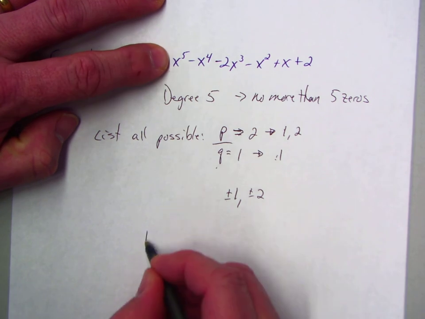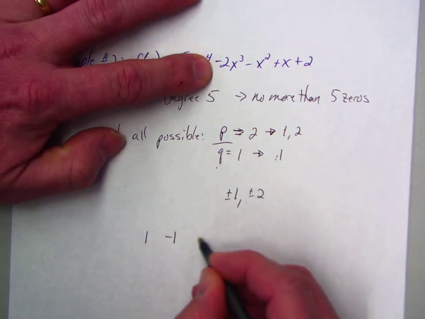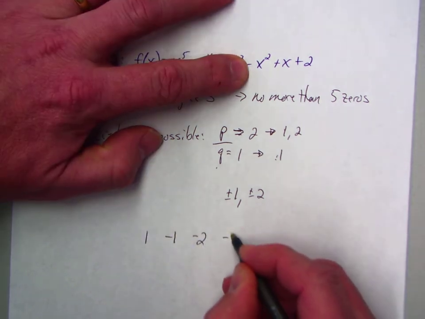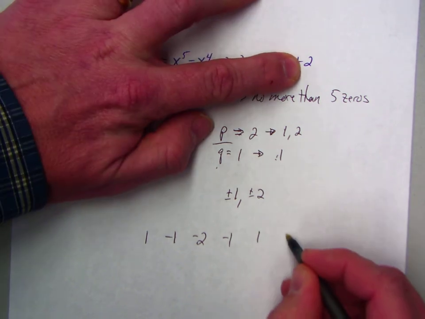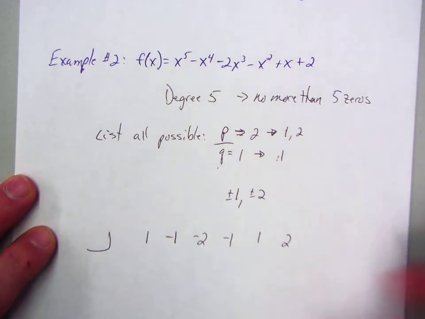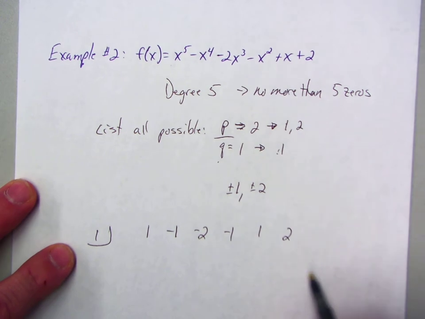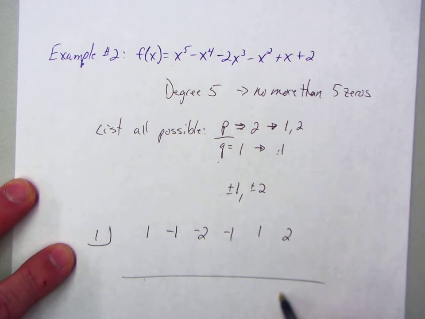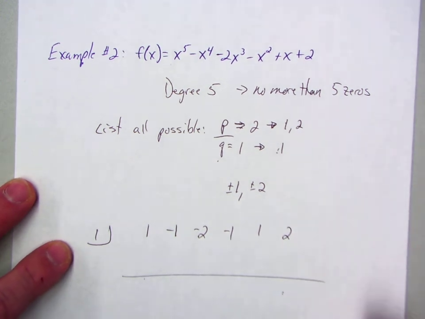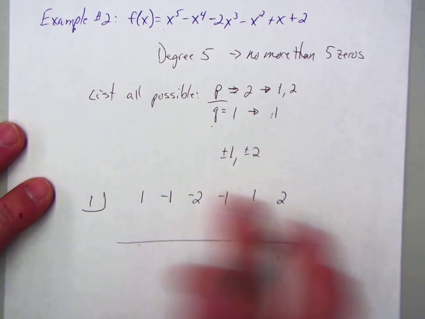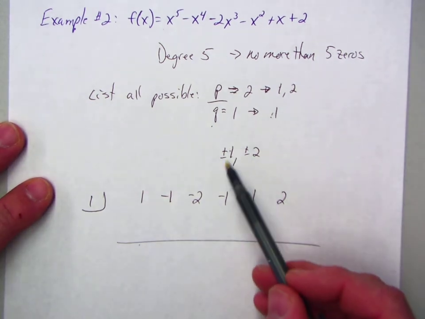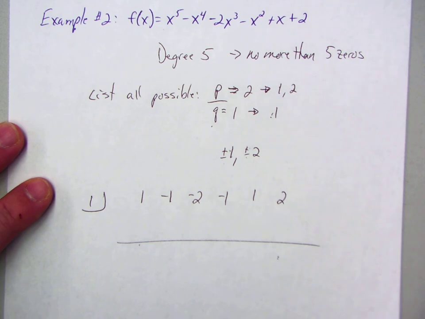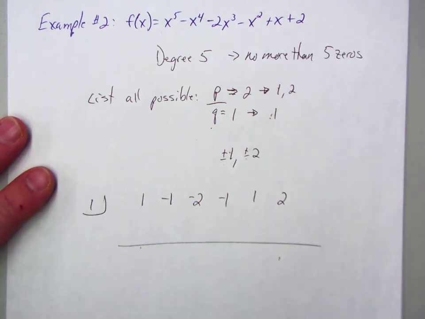So the coefficients here are 1, -1, -2, -1, 1, and 2. All right, let's try +1. Remember, our goal is for the last one to be a 0. And we just keep doing this whole process over and over. We do it for 1, -1, 2, and -2 until we find the ones that work.